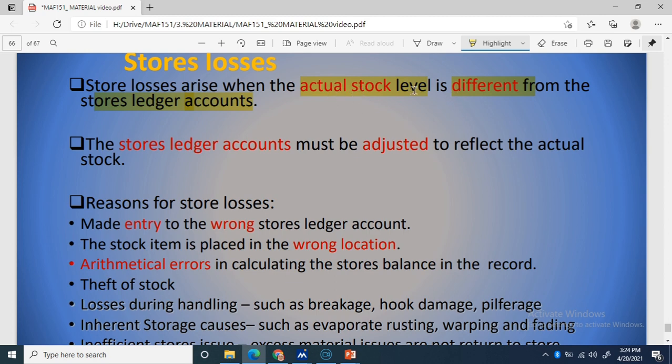So the difference between the actual stock level that you count during the stock take and the record in the store ledger card is store losses.